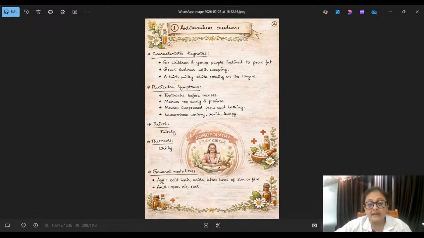Okay, then aggravation after heat of sun or fire. So, you may feel this is contradicting. Even though the patient is chilly, she is getting aggravated after heat of sun. So see what it means. Heat of sun means she has gone shopping in the sun, or she has been standing in the sun in a PT period. You're getting it, such things.